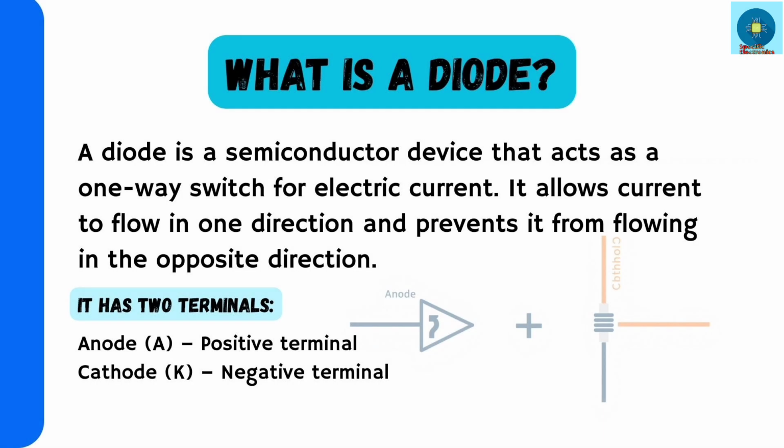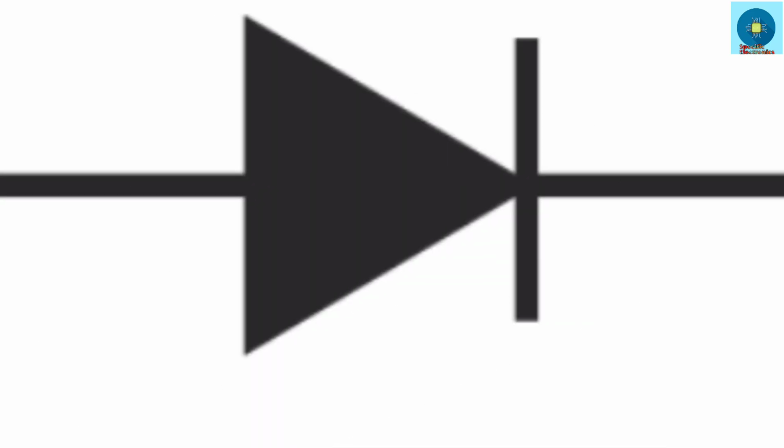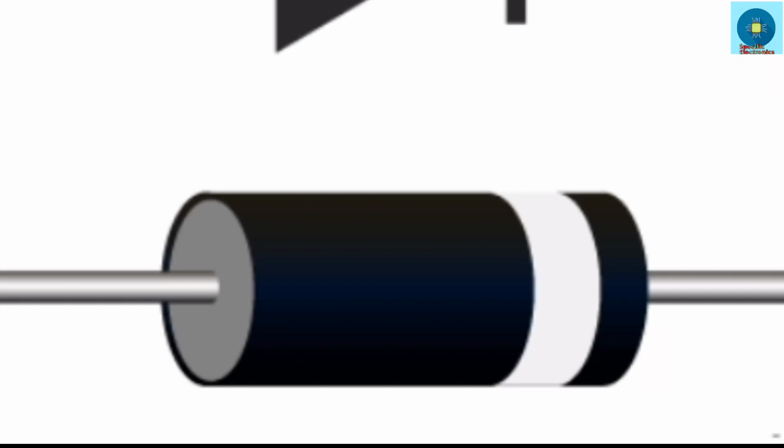So, first of all, what is a diode? A diode is a two-terminal semiconductor device that allows electrical current to flow in only one direction while blocking it in the opposite direction. That's why a diode is often called a one-way valve of electricity. Every diode has two terminals, anode and cathode. Positive terminal is anode and negative terminal is cathode. Current flows from the anode to the cathode when the diode is forward biased. This is the circuit symbol of a diode and this is what a real diode looks like.